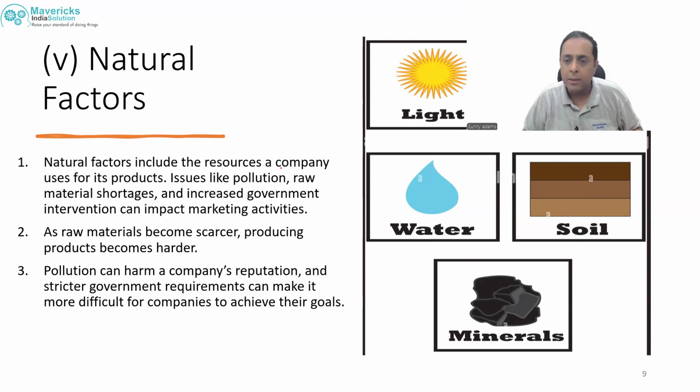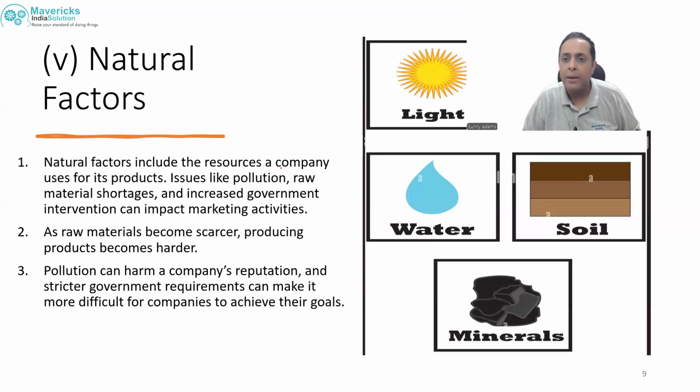As raw materials become scarcer, producing products becomes harder. और जैसे जैसे रॉ मटेरियल कम होता जा रहा है, प्रोडक्ट बनाने मुश्किल होते जा रहे हैं, प्रोडक्ट्स महंगे होते जा रहे हैं, तो इस पर टेक्नोलॉजिकल फोर्सेस and how to manage and recycle the products again and again in order to keep producing them has become a very crucial factor nowadays.